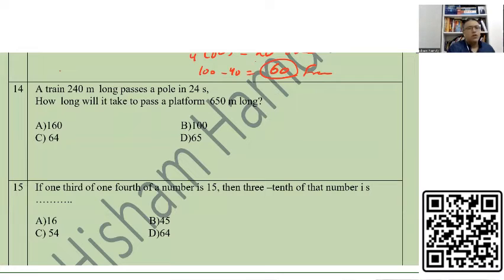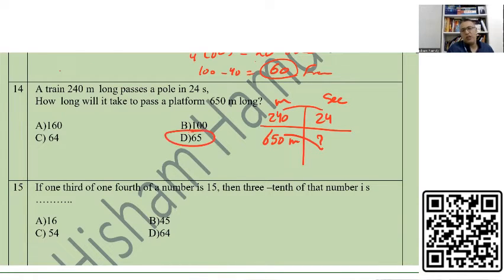A train 240 meters long passes a pole in 24 seconds. So the length, which is 240 meters, can pass a pole in 24 seconds. So if the platform is 650 meters, in how many seconds? I think it's very clear for us that 24 by 10 is 240, so 65 by 10 is 650. If you want to do cross multiplication, it's okay, but I think this is the easier method to solve this.